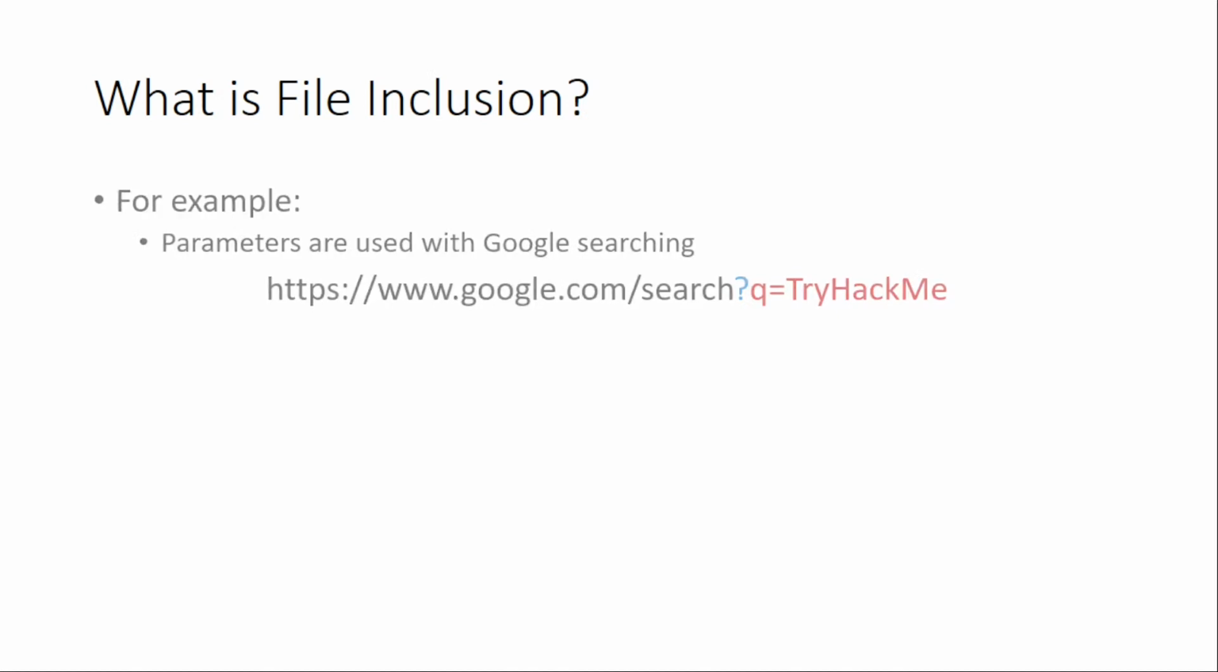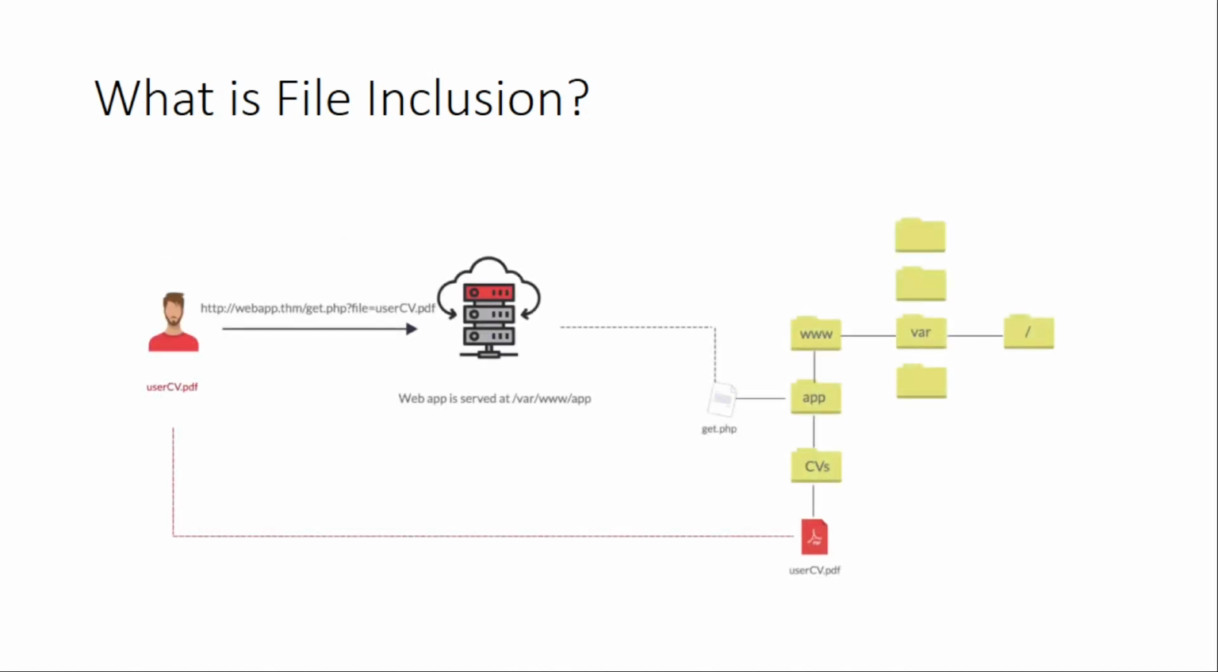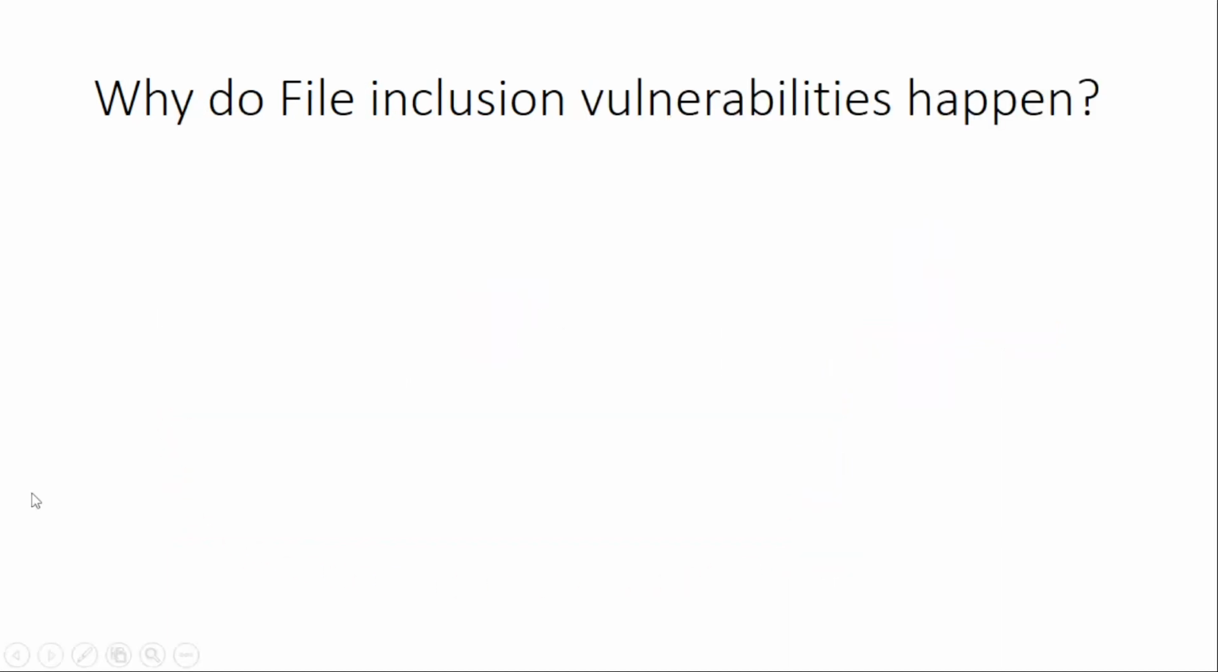We can discuss this scenario where a user wants to get access to the file user cv.pdf, so it sends the request to the web app server, and then the server will go look at where the file is and send it back as a response. So why do file inclusion vulnerabilities happen?